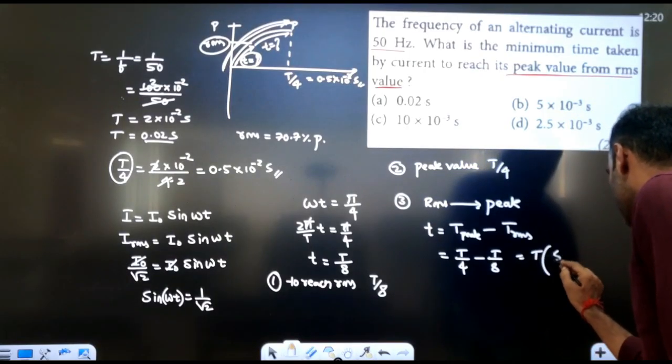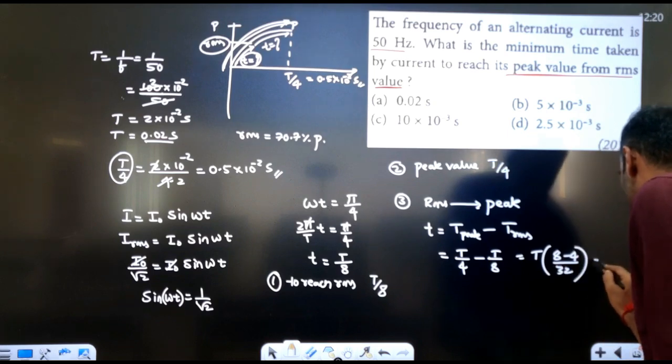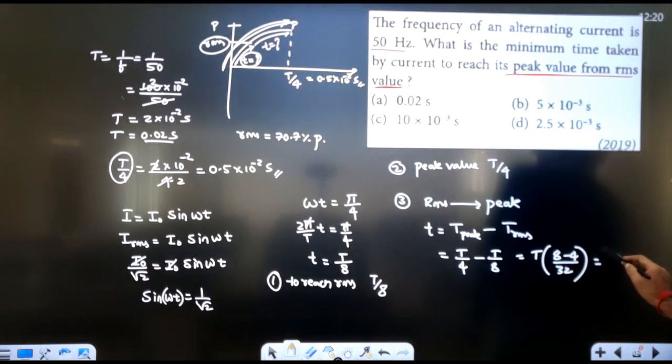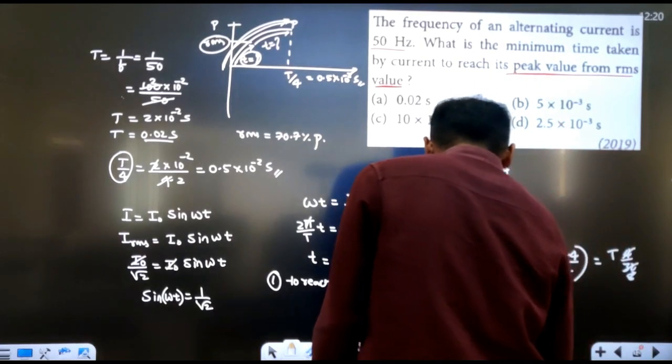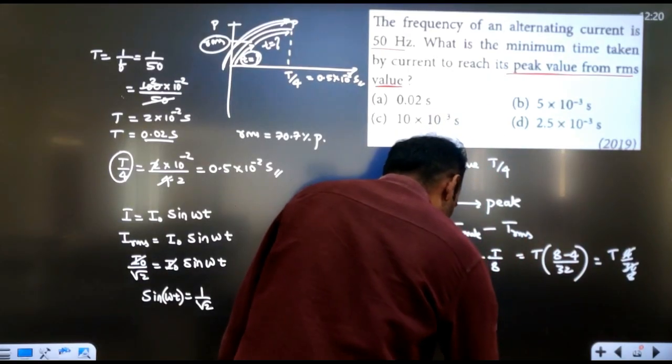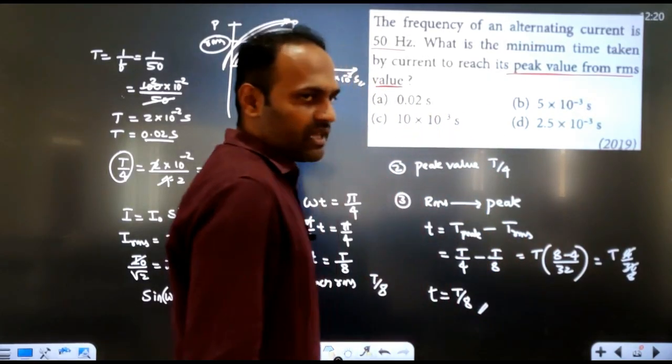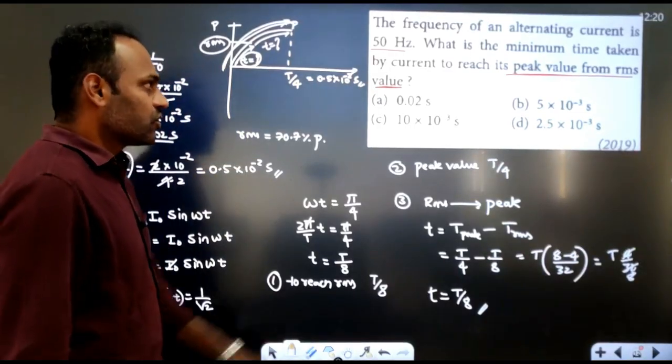Taking T common, this is 8 minus 4 divided by 8 into 4, that is 32. Right? So how much will I get? 8 minus 4 is 4. So this is 4 divided by 32, and 4 ones are 4, 4 eights are 32. So the time taken is T by 8 seconds. T by 8 seconds, right?